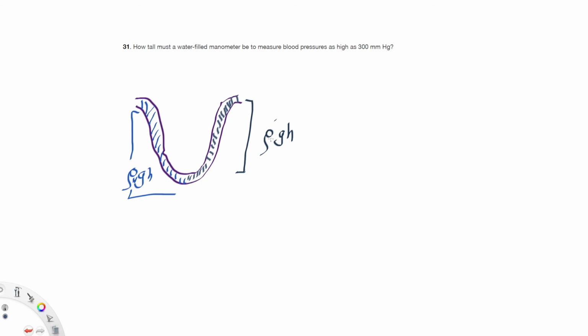And we'll say this is rho of the mercury, height of the mercury, height of the water. Okay. If they meet in the middle, then they have the same pressure. If the mercury is at a higher pressure, it will push the water out of the way, and we'll have mercury coming up this side. If the water pressure is greater, then it will push the mercury out of the way, and we'll have water coming up this side.